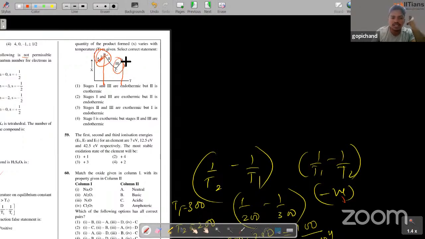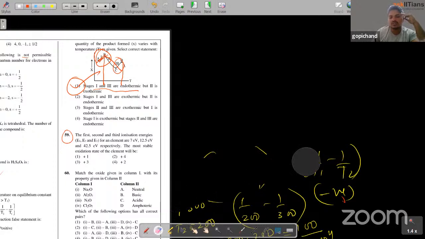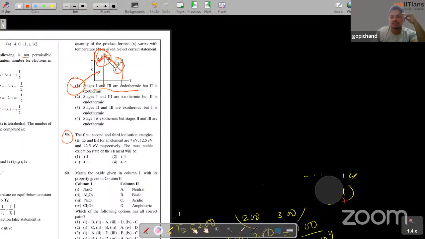1 and 3 are indicating the endothermic reaction. So you can see option A, 1 and 3 are exothermic, is absolutely false. We can say 1 and 3 are endothermic. Yes, 2 is exothermic. Yes, there is a decrease in the product formation and there is a decrease in the temperature as well. So option 1 is the most suitable: 1 and 3 are endothermic and 2 is exothermic. Right. So question number 59, try to answer question number 59. Take 2 minutes of time and answer this one.